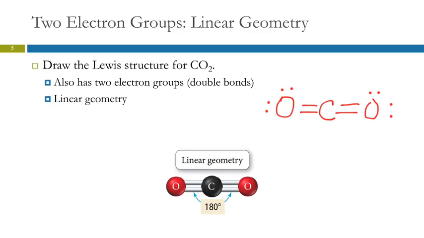So they are together. So two groups are going to arrange themselves on opposite sides of the central atom, and we're going to have a linear geometry as well for this one. So 2 groups, linear geometry.